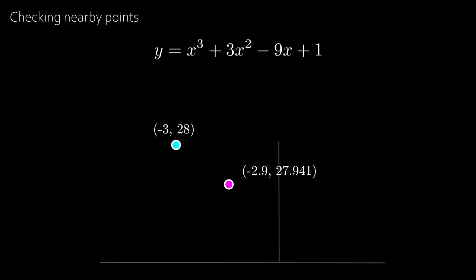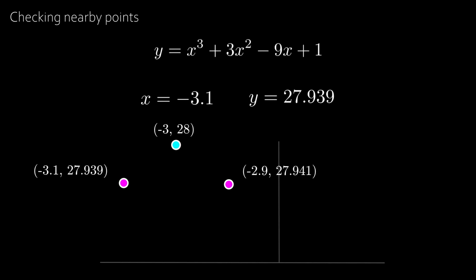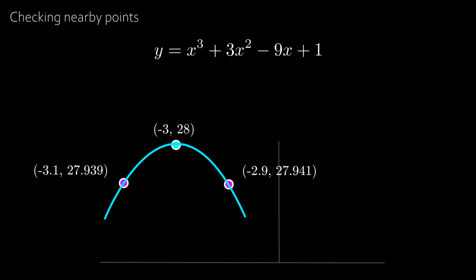Let's take x equal to -3.1. Substituting this into our equation, we get y is equal to 27.939. Now let's also plot this point on the graph below. Now let's draw a curve through the stationary point and these two nearby points. And now what we've actually done is drawn part of the graph of the equation near the stationary point. And we see that this part of the graph is N-shaped. Therefore, (-3, 28) is a maximum stationary point.